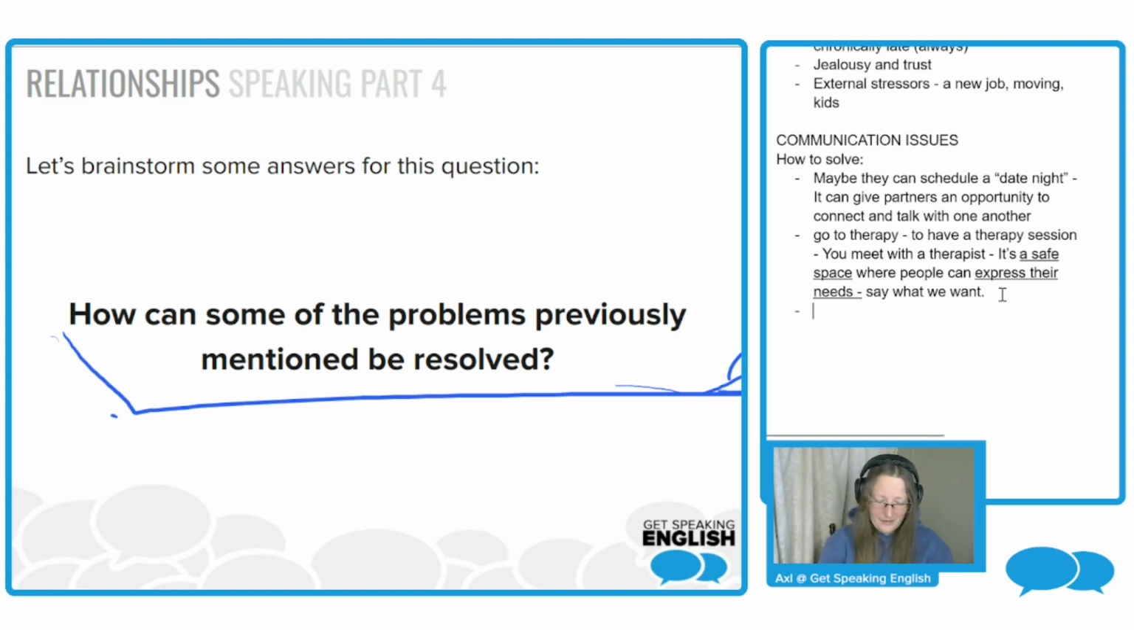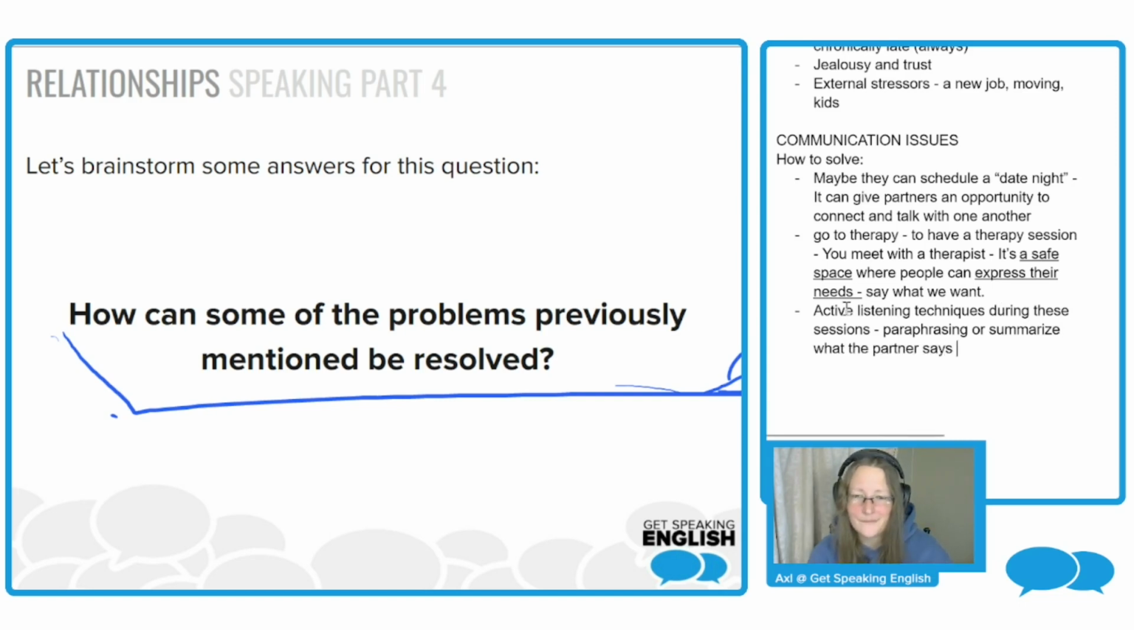Also, a lot of times, they use active listening techniques during these sessions. And what is that? We might paraphrase or summarize what the partner says, right? So active listening techniques can be really crucial to resolving communication issues, because we can demonstrate that we've heard what our partner says and that we understand them, right? How about money issues? Since we talked about money issues as well, right?